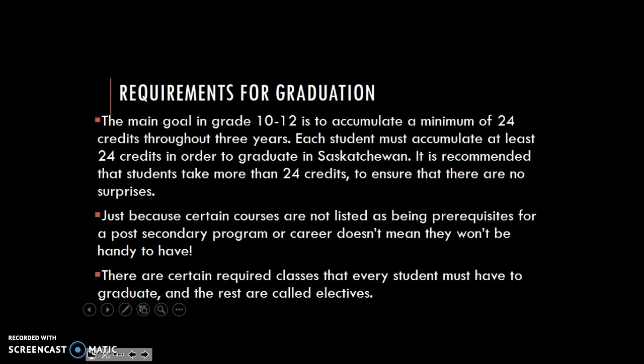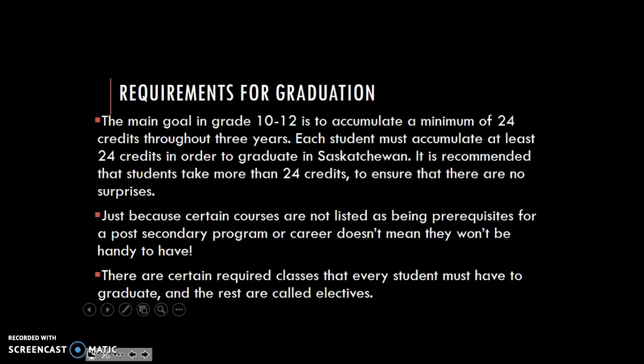So we'll start with the requirements for graduation. The main goal in grade 10 to 12 is to accumulate a minimum of 24 credits. We say a minimum because we don't always want all of our students to graduate with only the 24 credits, simply because if anything happens where a course was missed or you don't pass something, we like to have that buffer zone, a couple extra credits just to make sure there are no surprises when it comes to graduation.